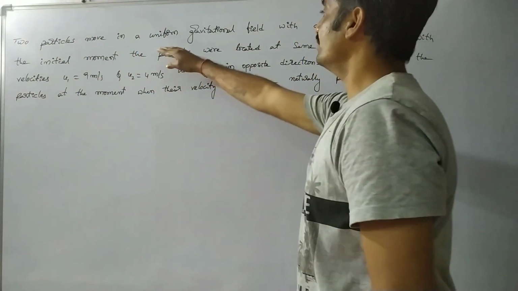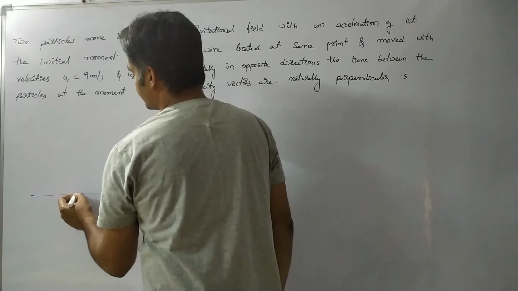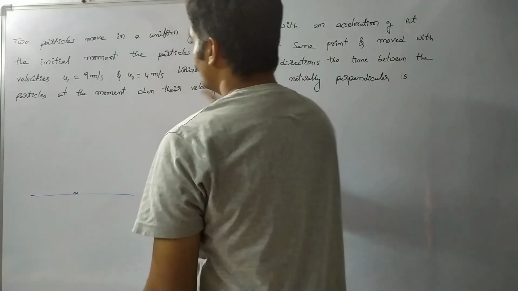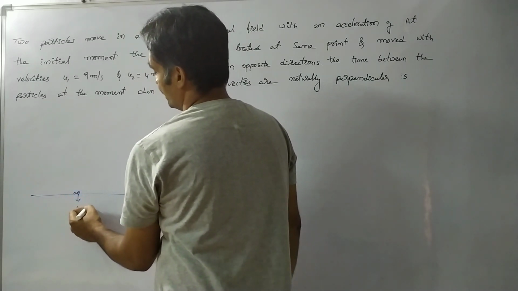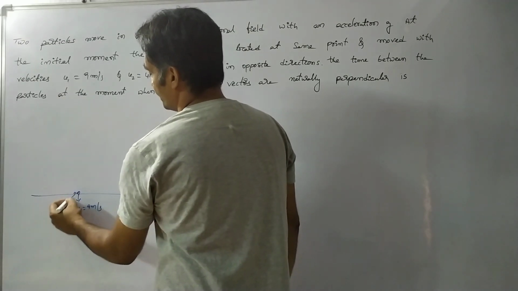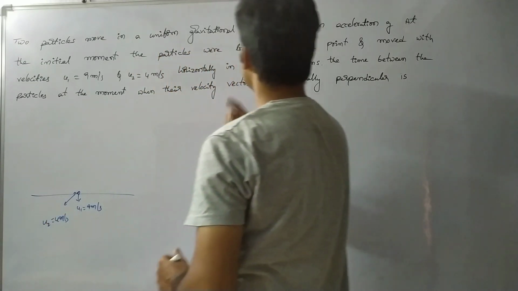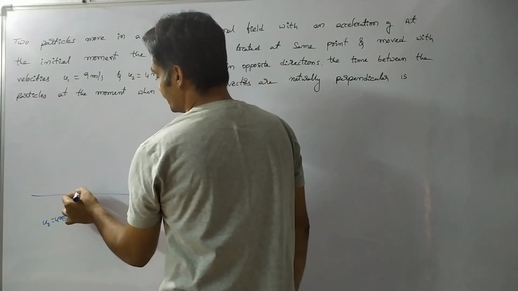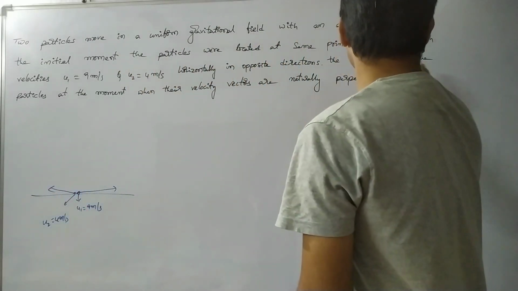The next problem is: two particles move in a uniform gravitational field. So here we consider two particles which are moving in a uniform gravitational field with an acceleration g. At the initial moment, the two particles are located at the same position and move with velocities, where the velocity of the first particle is u1 = 9 meters per second and the velocity of the second particle is u2 = 4 meters per second, horizontally in opposite directions. This particle is moving along this direction and this particle is moving along this direction.